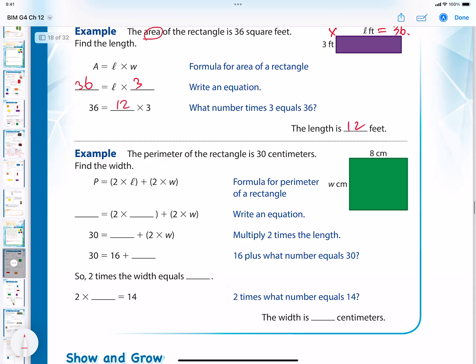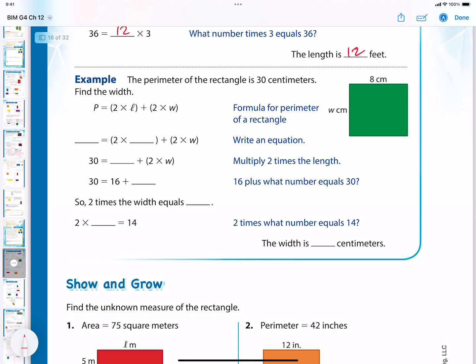We are not finding the perimeter or area, but we are using the area and perimeter to find the unknown length or width. Remember. Now example, the perimeter of the rectangle is 30 centimeters. When you multiply these two and add, it has to be 30 centimeters. So 30 is the perimeter, which is 2 times 8, the length, plus 2 times the width.